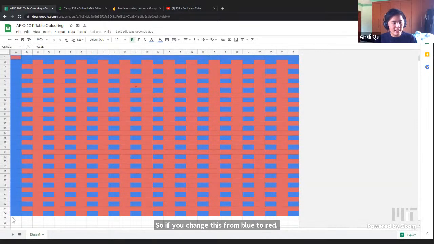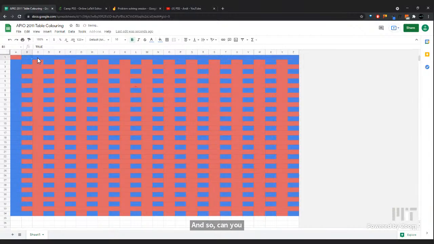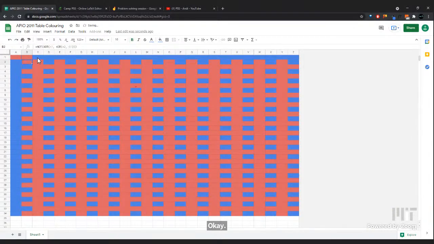So this means you can define the whole board's coloring based on just these border cells, right? Can you change A1 and B1 to red ones? Okay. So if you change this to red and this one also to red, then that happens.